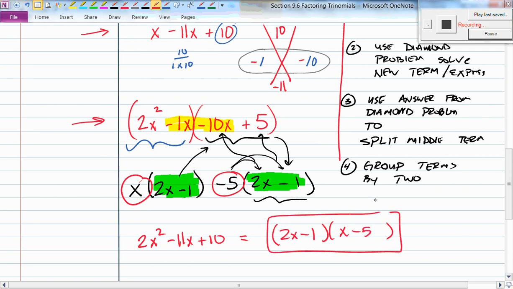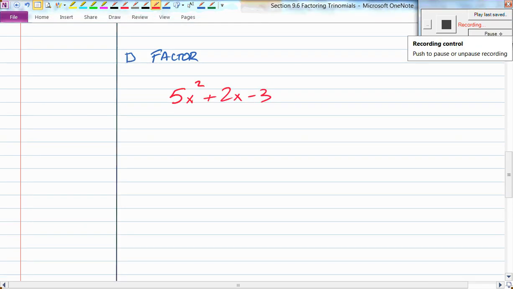Okay, here's the next problem we're going to do together. We're going to follow that same process. 5x squared plus 2x minus 3.